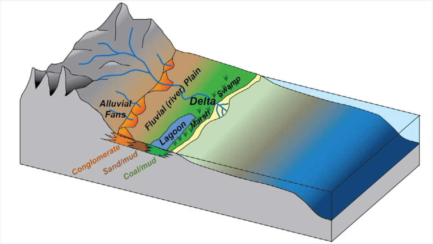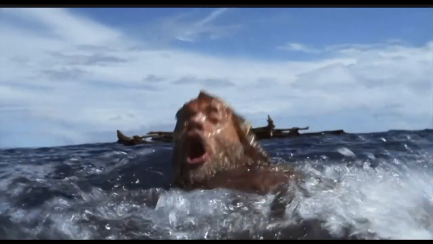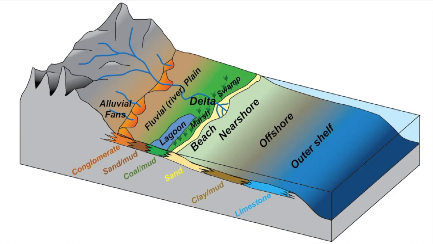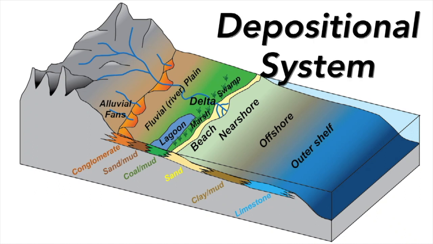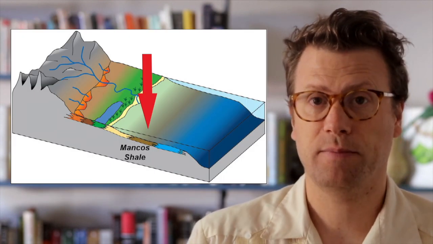Waves rework sediment near the coastline to form beaches or barrier islands, and finer grained sediments can be carried farther away from the shore by currents and waves. Only very fine grained sediment, like clay or mud, is transported very far from the shore. Well done! And it too eventually settles out of suspension and ends up forming rocks like shale. At any given point in time, sedimentary rocks are being deposited in all of these depositional environments more or less at once, and they're collectively called a depositional system. In Mesa Verde National Park, the Mancos Shale was deposited offshore in a deep water marine environment.